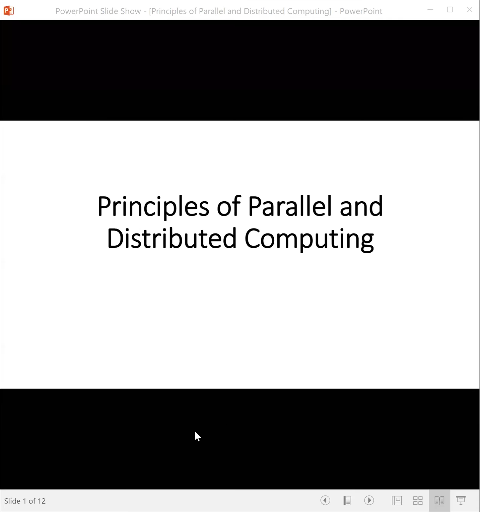So today's topic is principles of parallel and distributed computing. As we know, cloud computing is nothing but the utilization of IT infrastructure or services and applications through the internet. That is called cloud computing. In the main, they provide three kinds of services. The first one is infrastructure as a service. Second, platform as a service. Third, software as a service or application as a service.